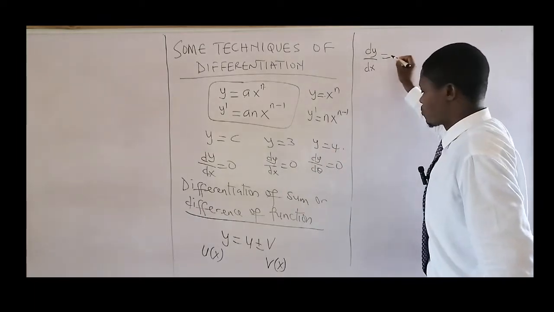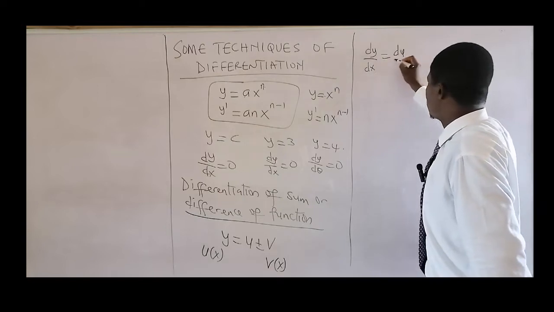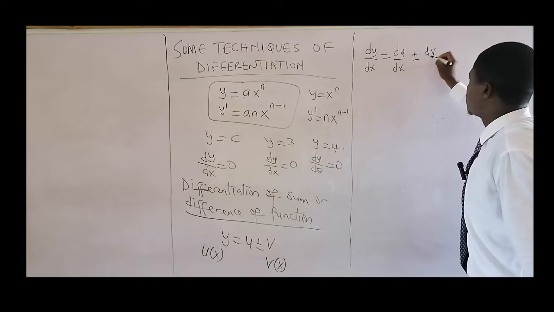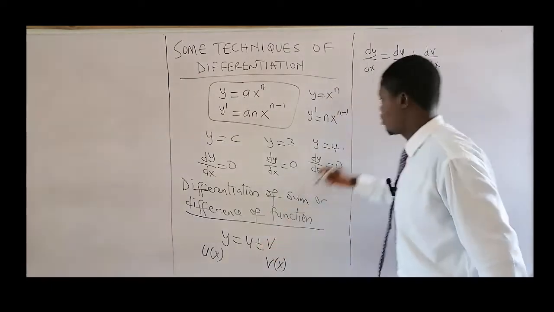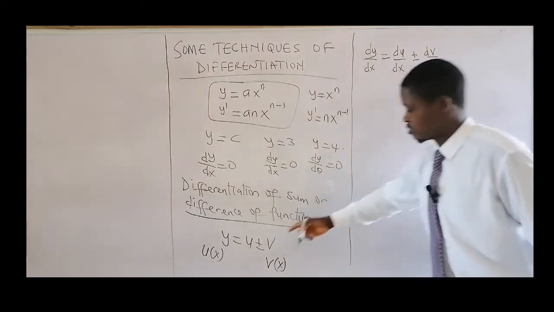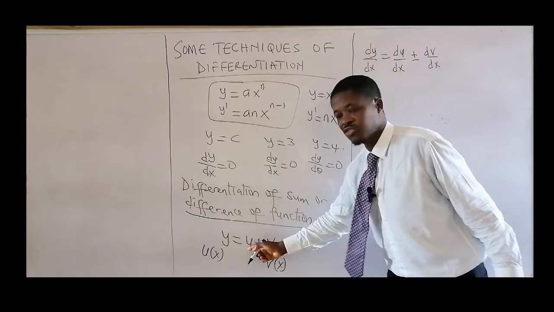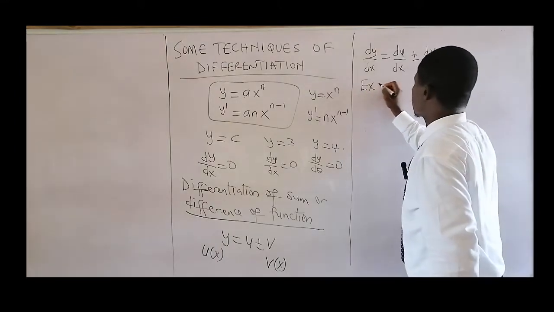In that case, dy/dx, which is known as the derivative or differential coefficient, will be equal to du/dx plus or minus dv/dx, depending on what you have. If it's plus, it will be plus. If it's minus, it will be minus. Each of those functions is differentiated with respect to x. Let's take an example.